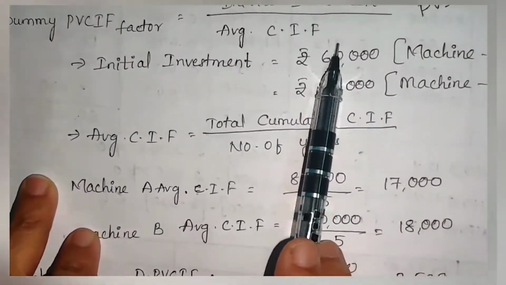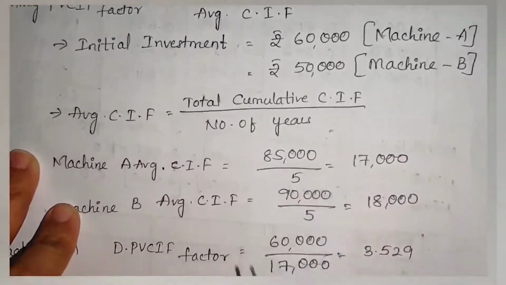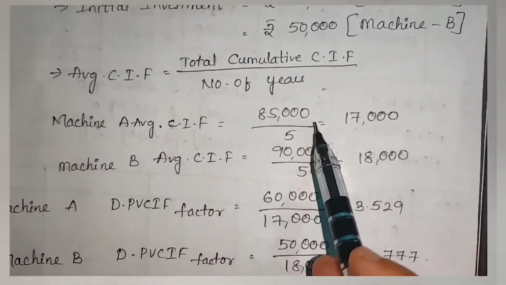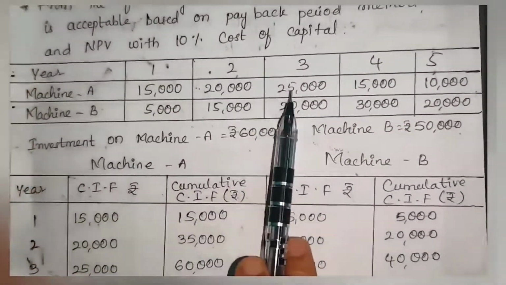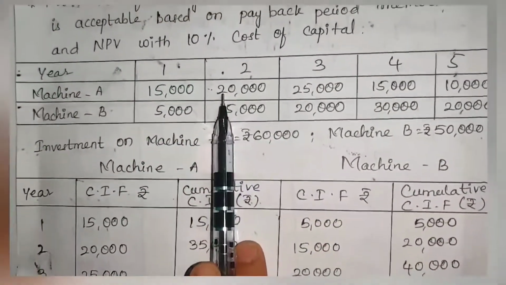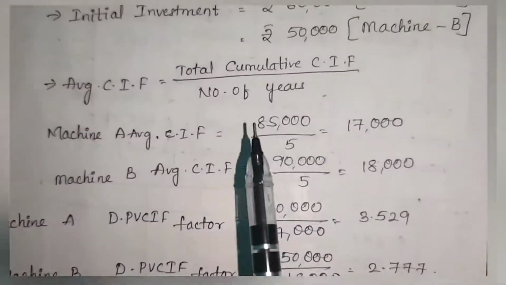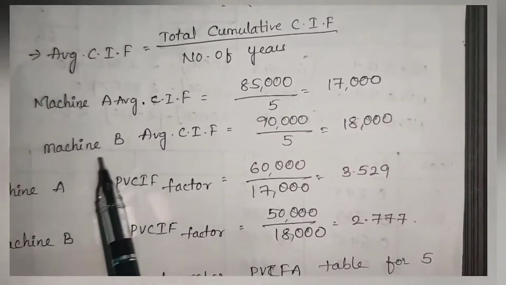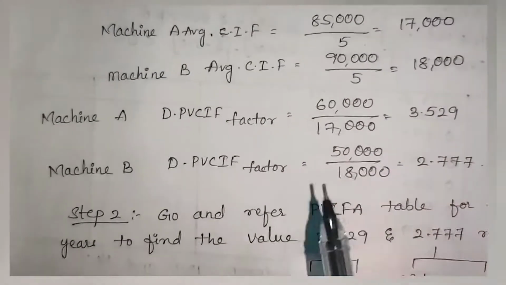Whatever cash inflows we have seen for 5 years, their average we have to calculate. So machine A cash inflow is 15,000 plus 20,000 plus 25,000 plus 15,000 plus 10,000. So 15 plus 20, 35, 60, 75, 85. So 85,000 and number of years 5. So their average is 17,000, and machine B average is 90,000 divided by 5, that is equal to 18,000 rupees.